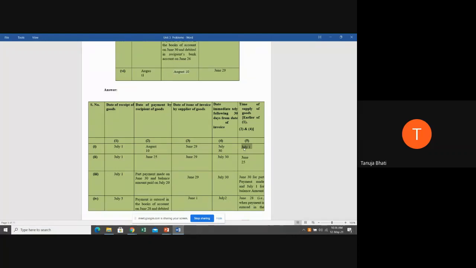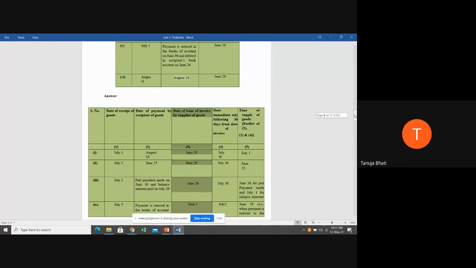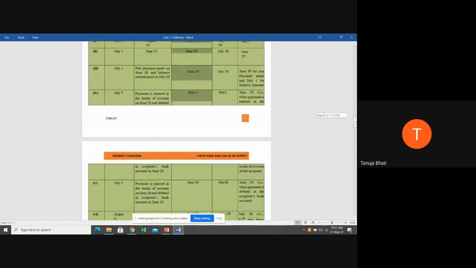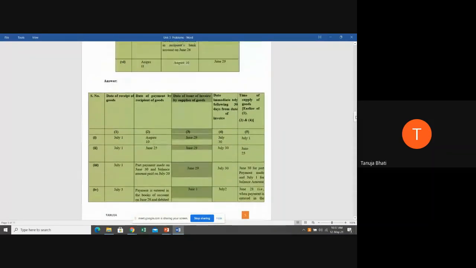So under reverse charge, only three dates you're going to compare: date of receipt of goods, date of payment, and date immediately following 30 days from the date of issue of invoice. So we're just going to ignore this column number 3. Column number 3 was helpful only to find out 30 days from the date of issue of invoice. Okay, so the question as it is, I have written it here, students.